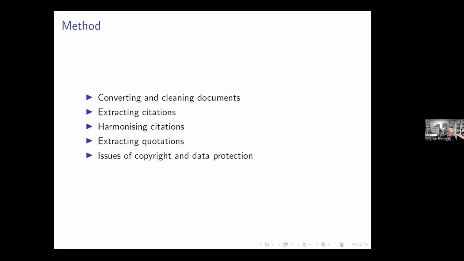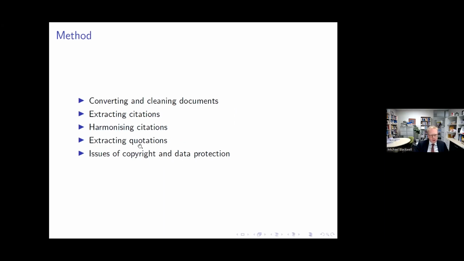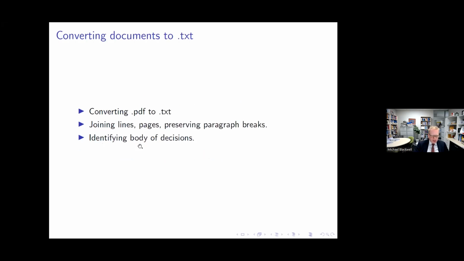So what I want to know is whether a particular case is being referred to. But sometimes it will have a reference in a published series of cases, like Simon's Tax Cases. Sometimes it will have a neutral citation. And I need to make sure that regardless of how it's cited, I'm looking at the same case and also only counting it once. How I extract quotations both of legislation and of previous decisions. And then I'm also going to address the issues of copyright and data protection, which are also important. So first of all, what I do is I need to convert the PDFs to text format.